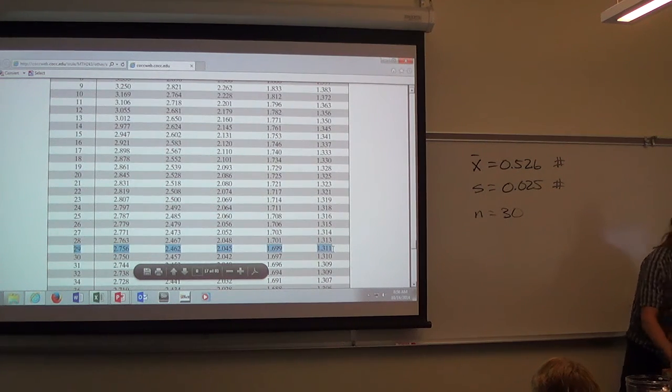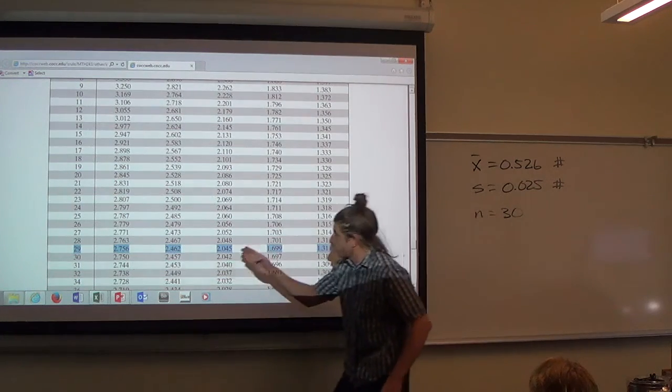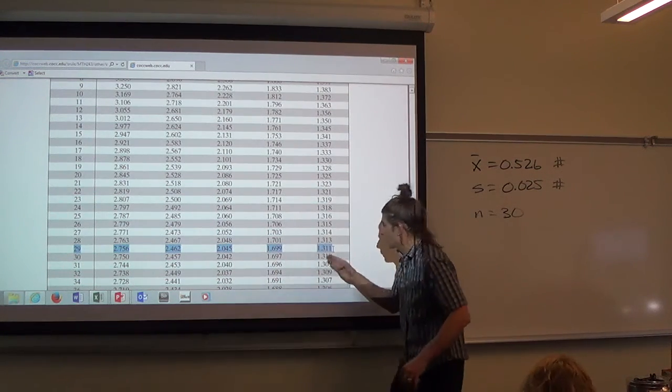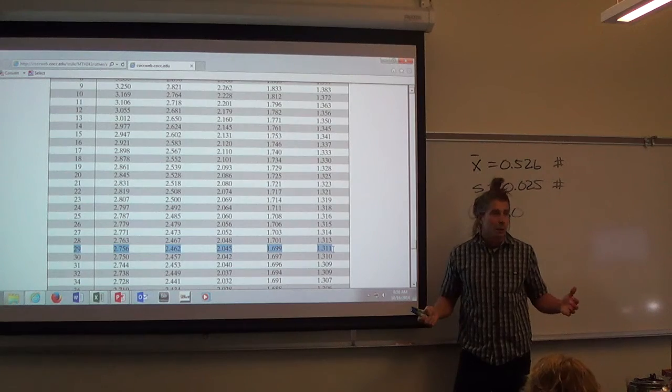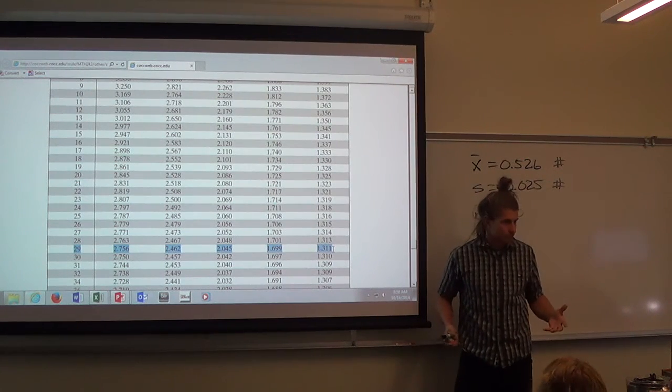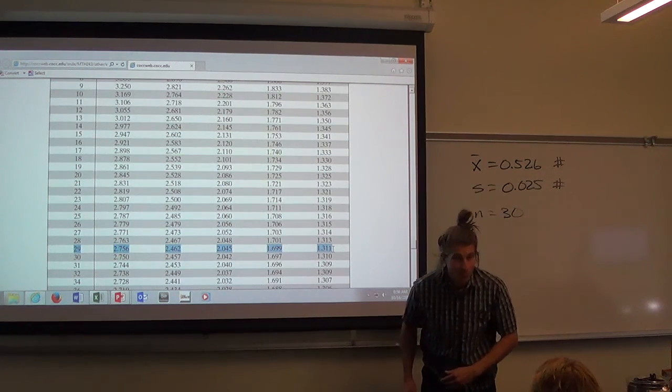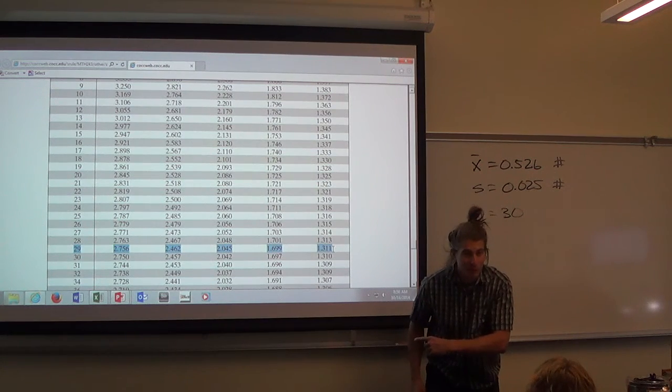So now the question is, which one do we use? 2.756, 2.462, 2.45, 1.699, 1.3. I don't know. Which one should we use? Want to roll a die and pick it? Let's not. We're going to go for the middle one. Why the middle one? Because it's in the middle. Because it's 3.